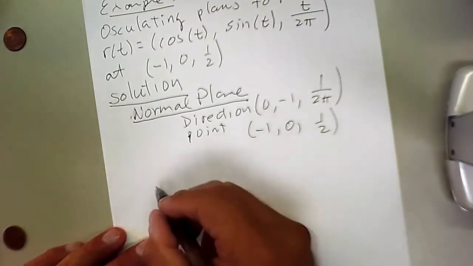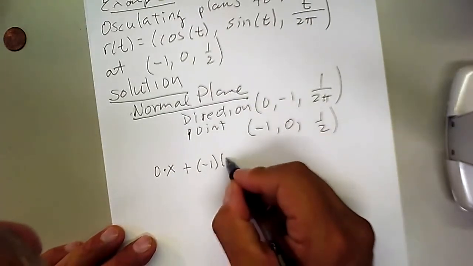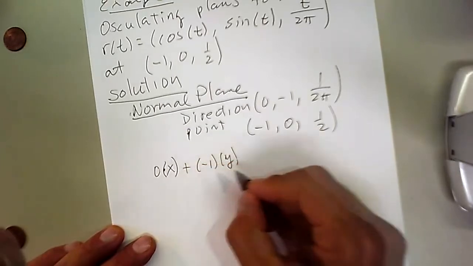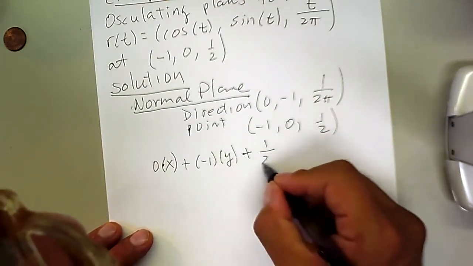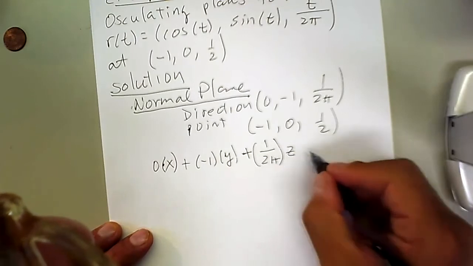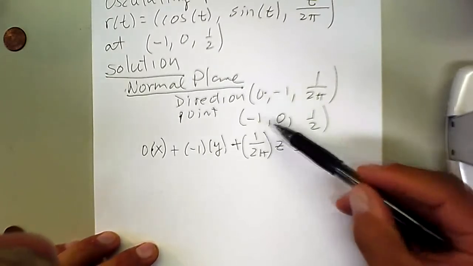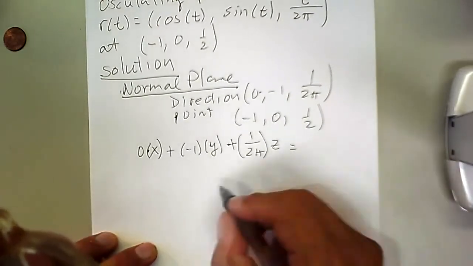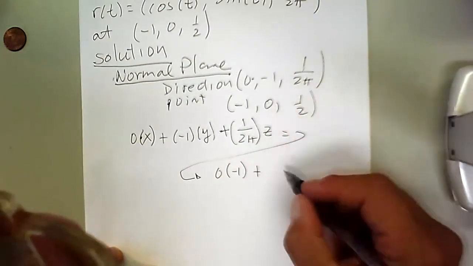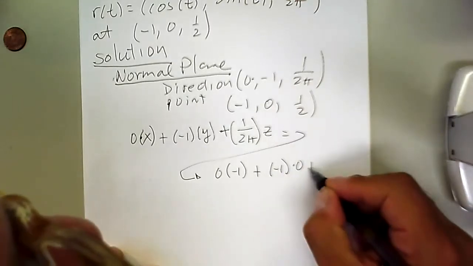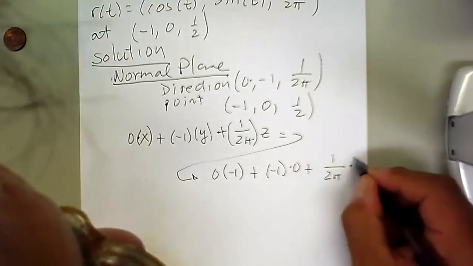Okay, so the equation is 0 times x plus -1 times y plus, to be consistent, 1 over 2 pi times z equals, and then we multiply those two with the point. 0 times -1, I'm going to write it down here. 0 times -1 plus -1 times 0 plus 1 over 2 pi times a half.